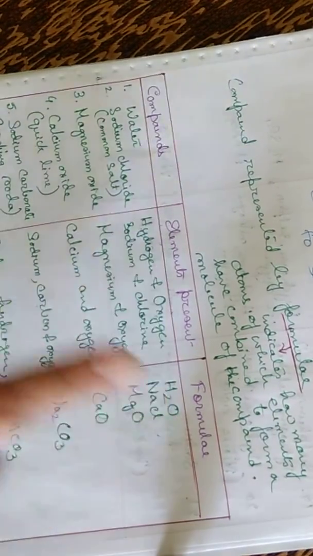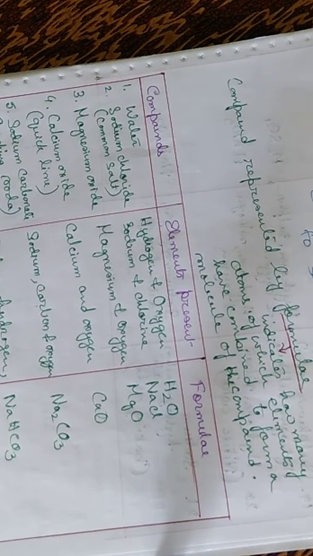Now a compound is represented by a formula. So what is a formula? Formula is a symbol type of thing. It's a representation which indicates how many atoms of which element have combined to form one molecule of that compound. Okay, so how many atoms of which element are there which have combined to form one molecule of the compound. For example, water, which has the elements hydrogen and oxygen, to form one molecule, it forms H2O, two atoms of hydrogen and one atom of oxygen.